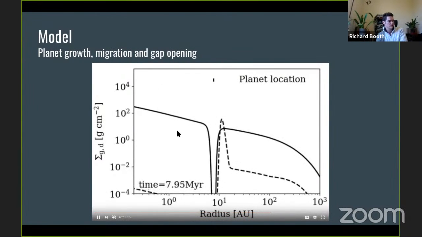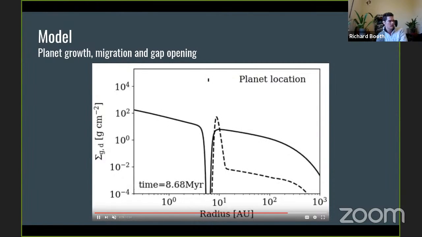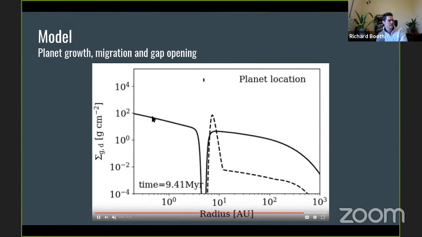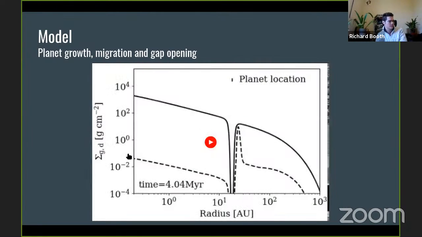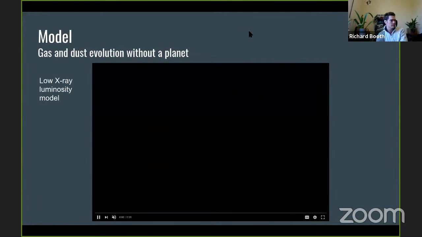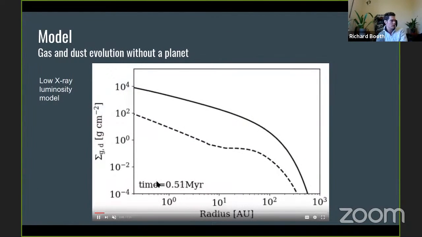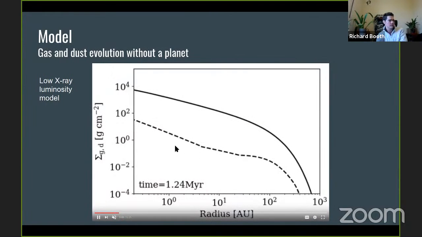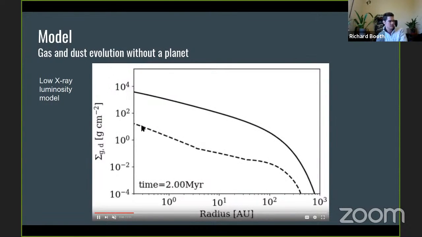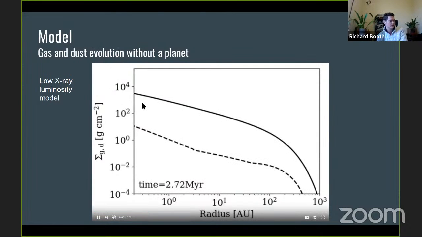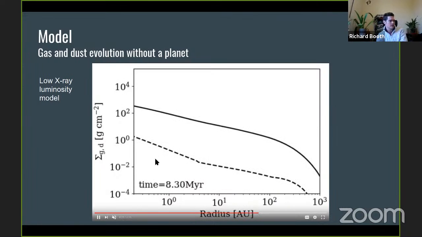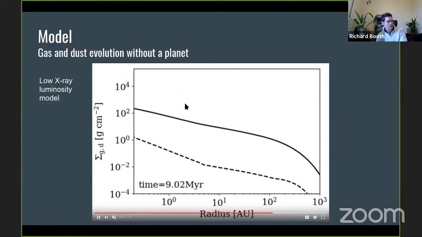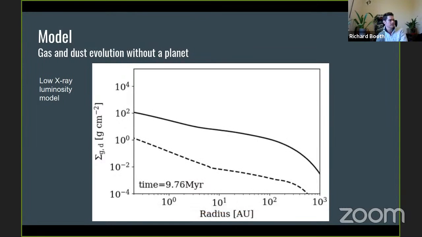And eventually in this model, at around 10 million years, photoevaporation kicks in and opens up a gap in the inner disk, shutting off the accretion of gas. So that's what's going on there. Okay, and this is the same model, but now without a planet. So for comparison, dust is continuing to accrete onto the star for essentially the whole time until eventually photoevaporation kicks in and shuts off the accretion of both gas and dust at the same time.